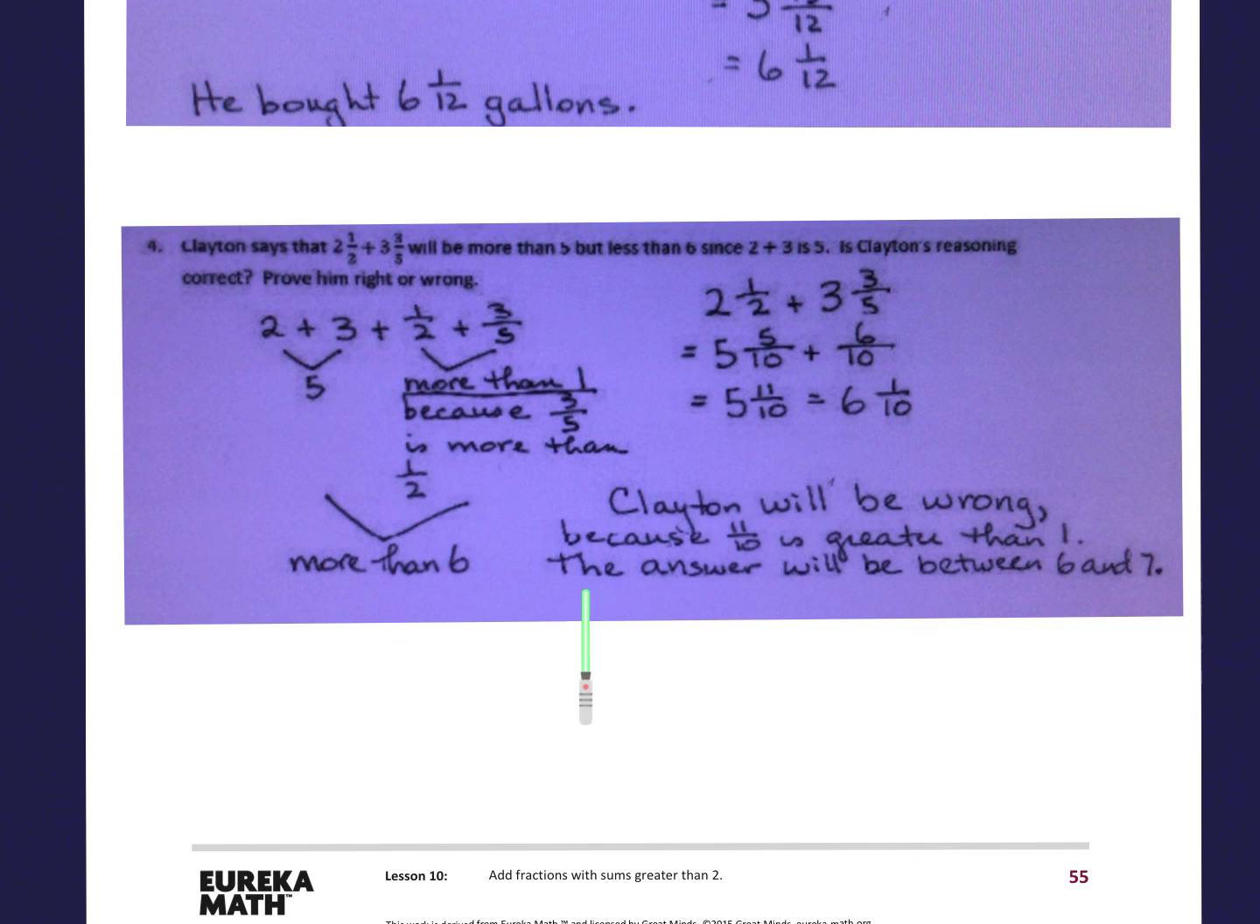So here we have an answer. Clayton will be wrong. Sorry, Clayton. Because 11/10 is greater than 1. The answer will be between 6 and 7. Right? So the idea is that 2 plus 3 is 5, so the answer does have to be more than 5. That part's true. But the less than 6 is where things went wrong, because these fractions are big enough to give more than 1. It ends up being 11/10, which is more than 1, and this is going to put us over 6. Kiss your brain if you got that.